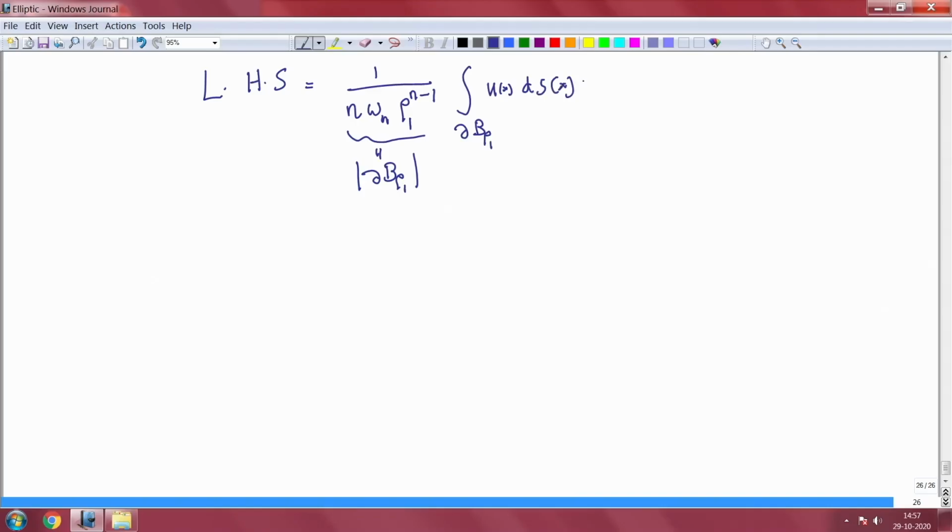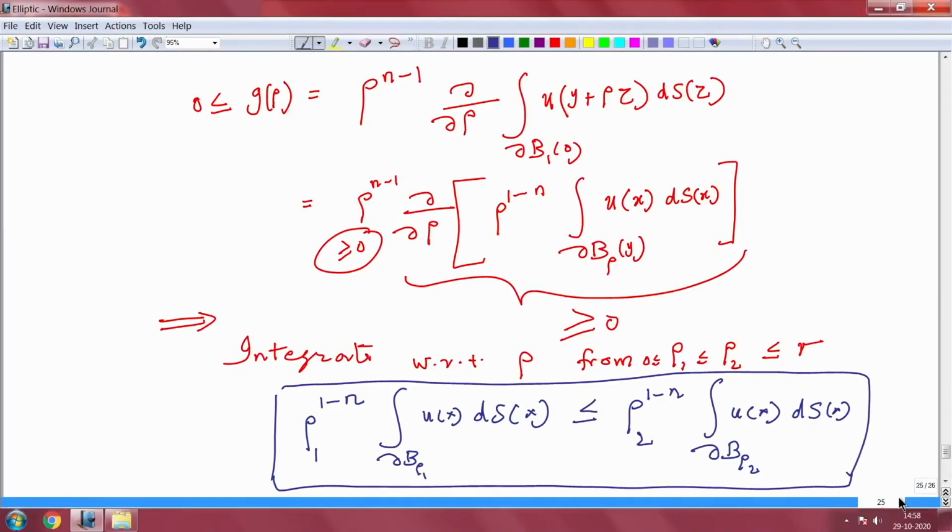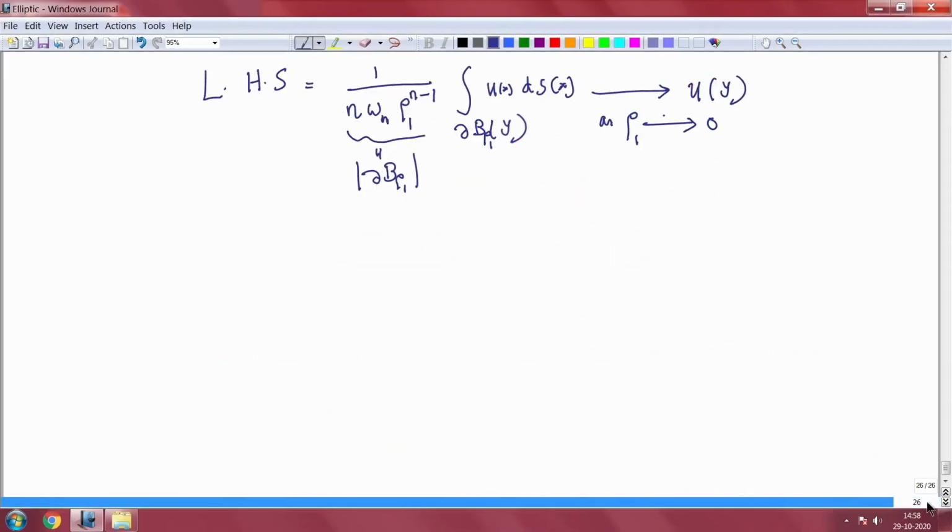And then you have seen this average yesterday. Whenever you have some average around a neighborhood, and if that neighborhood shrinks and if u is continuous, it will go to its boundary value. So this will go to u of y, as rho 1 tends to 0. So on the left hand side, this converges to u of y, and you take rho 2 equal to r to get the first inequality.